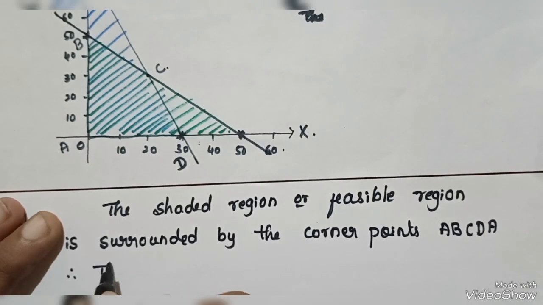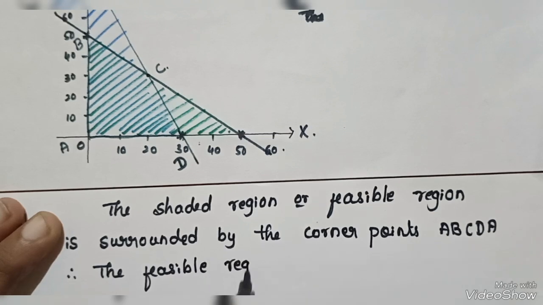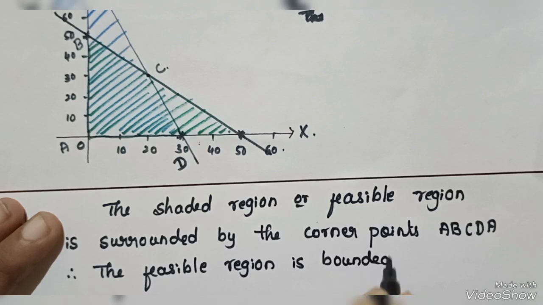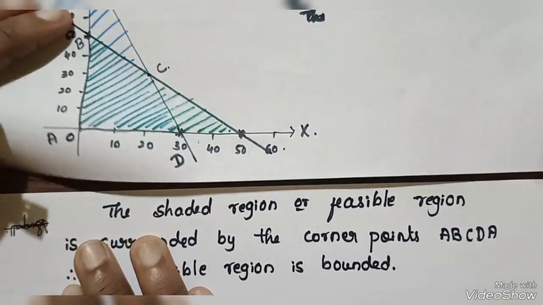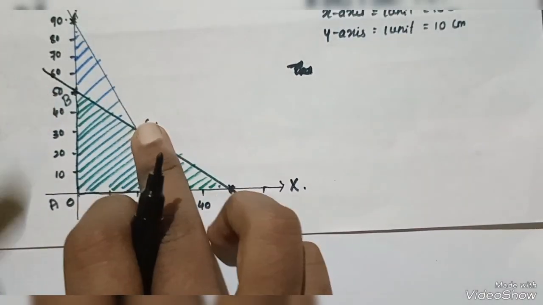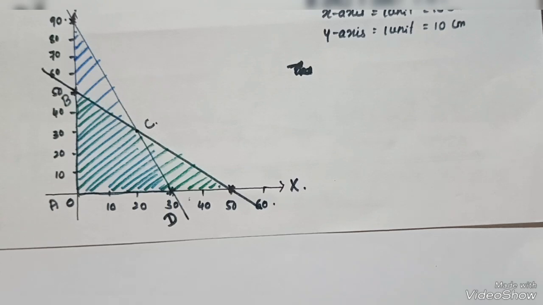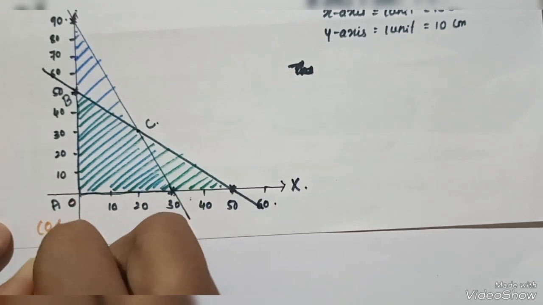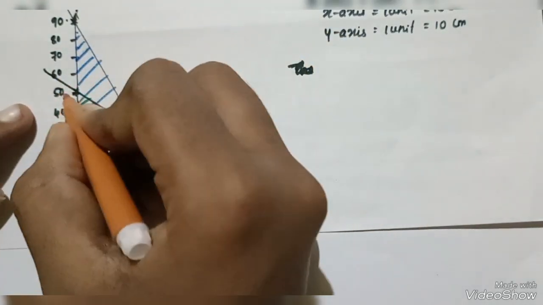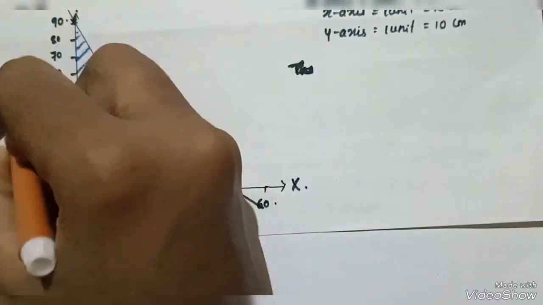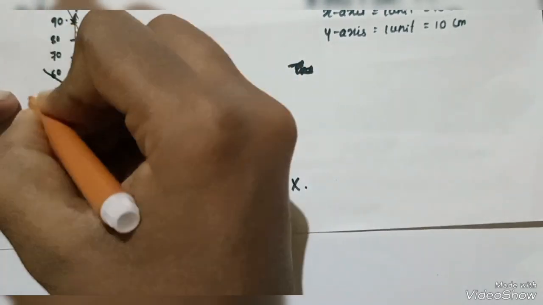Then the feasible region is bounded. Therefore, we get the maximum and minimum point here. I am considering the corner points. Here the first corner point is A, that is 0 comma 0. For the next one, x is equal to 0 and y is equal to 50.